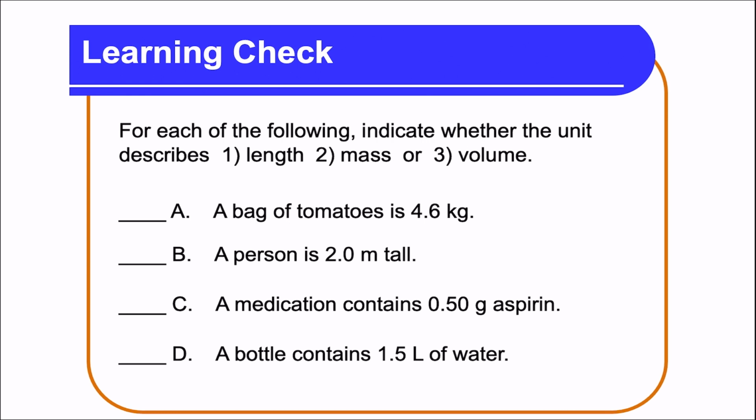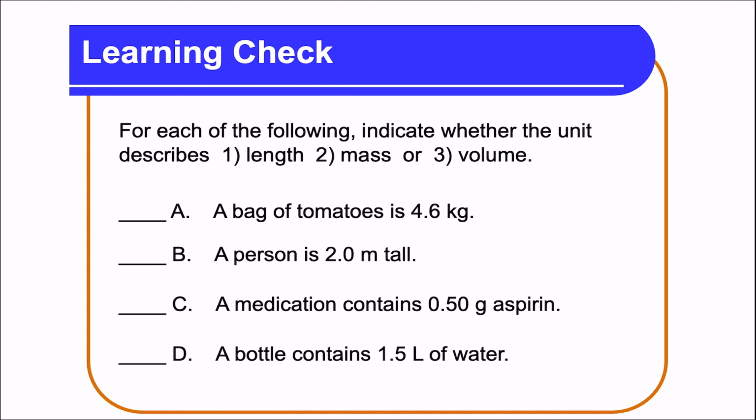Let's take a time to check your learning or understanding. You have 4 problems here. Pause this video and check your understanding here. For each of the following, indicate whether the unit describes length, mass, or volume. You can pause the video and then think about that. In number A, a bag of tomatoes is 4.6 kilogram. Number B, a person is 2 meter tall. Number C, a medication contains 0.50 gram aspirin. Number D, a bottle contains 1.5 liter of water.